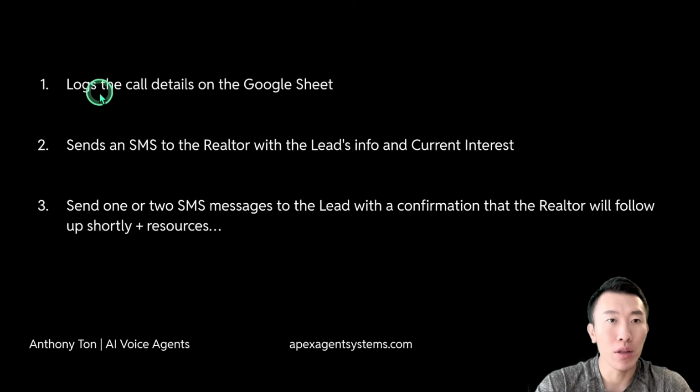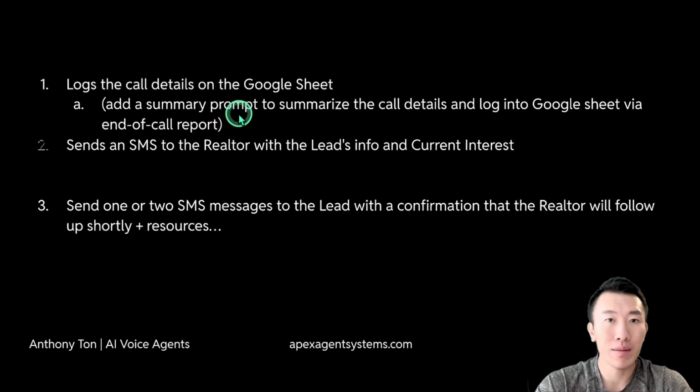In order to log the call details, the easiest way to do this is using the end of call report and adding an additional summary prompt. So add a summary prompt to summarize the call details and then log it into the Google Sheet via the end of call report. With VAPI, which is the most beginner-friendly AI voice agent development platform that I've seen so far, you just write a really quick summary prompt and put it into, I think it's called the analysis section, where you can say, okay, at the end of the call, go ahead and summarize it, and then send it over a webhook where we'll collect that data and log it into a Google Sheet.